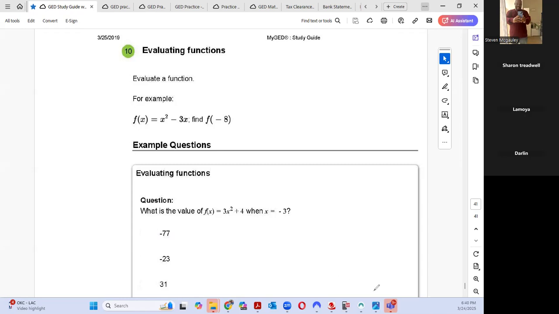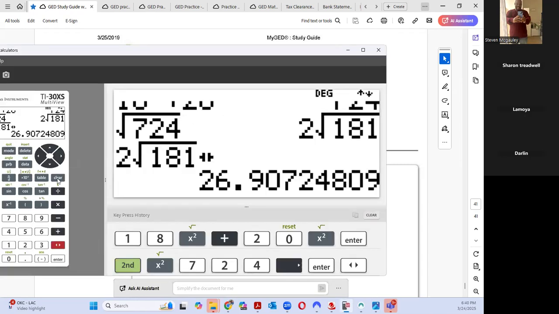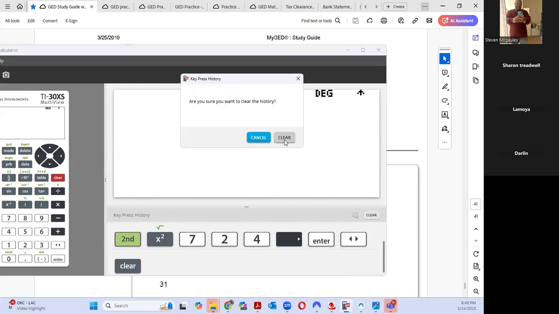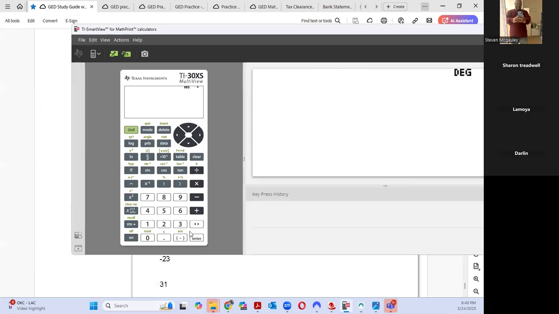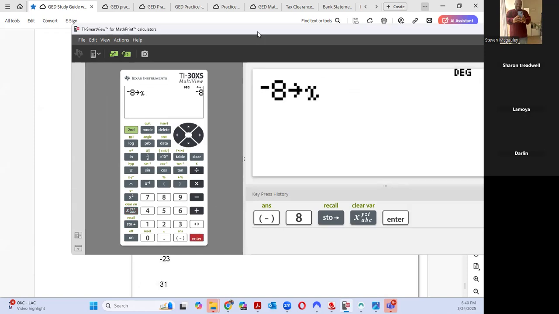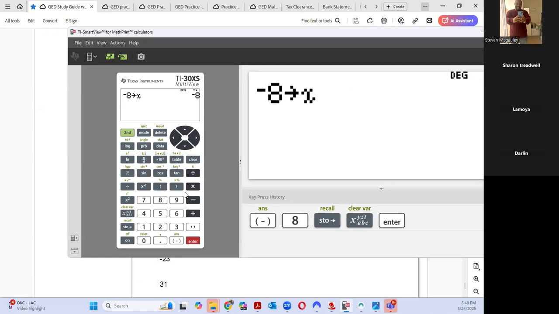Can you explain to me how to use the calculator? So you can show our students that are new, how could we do this problem using the calculator? You would take your -8 and you store it in X. So we're going to store -8 into X, and then we're going to plug our expression in, which is what?